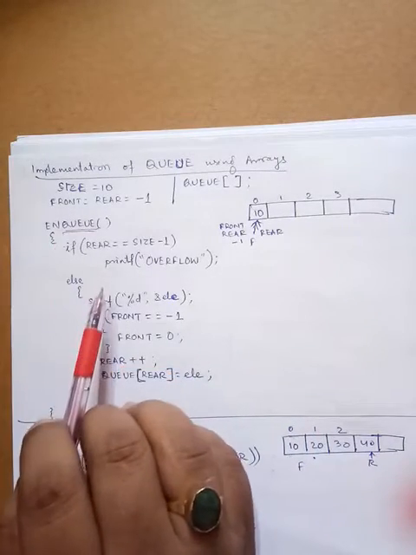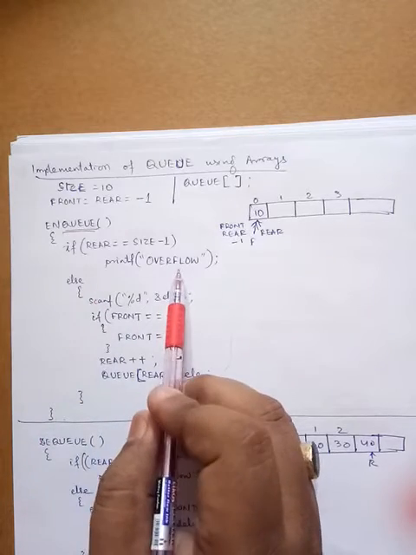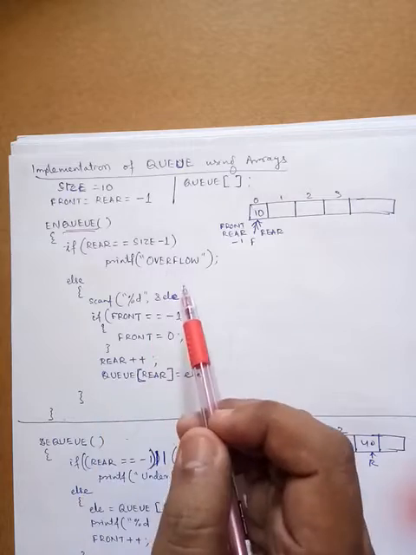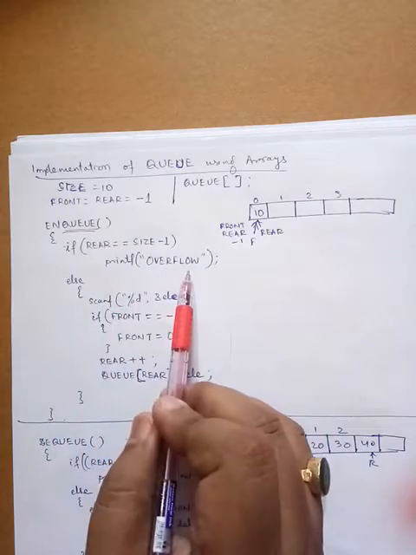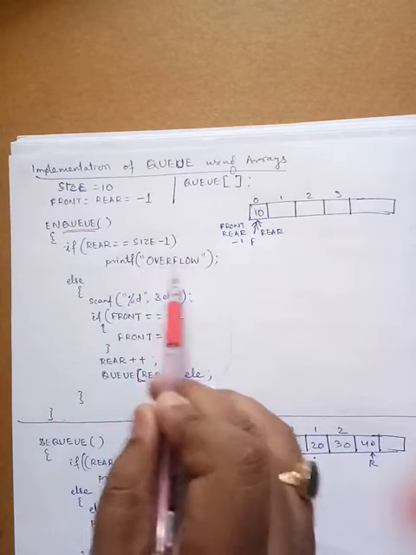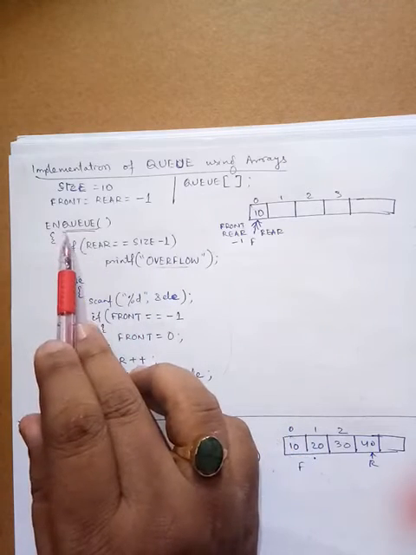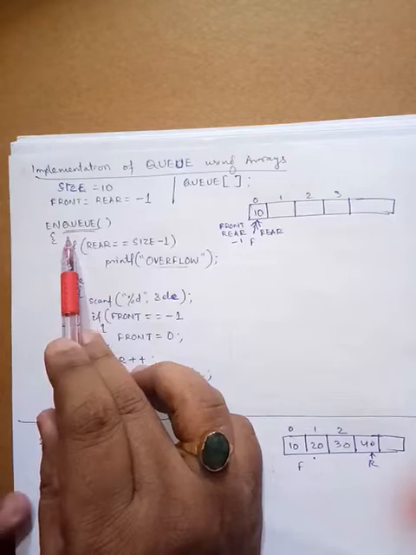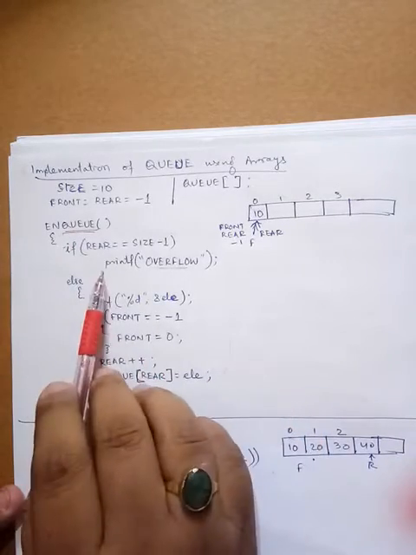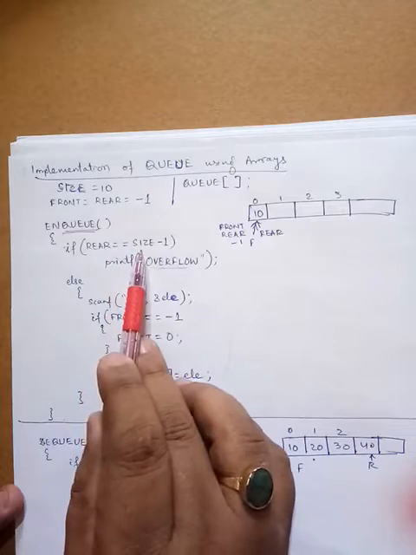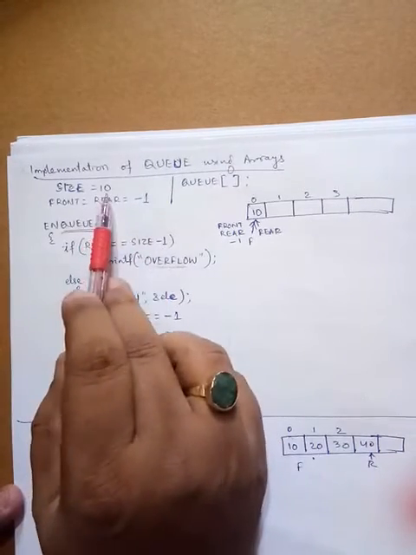first you have to check the overflow condition. Overflow condition means the array or the Q here is full. If the Q is full, that is the overflow condition. You cannot insert a new element, or you cannot NQ another element at the rear end. The condition for this is if rear is equal to size -1. Size is how much? 10.